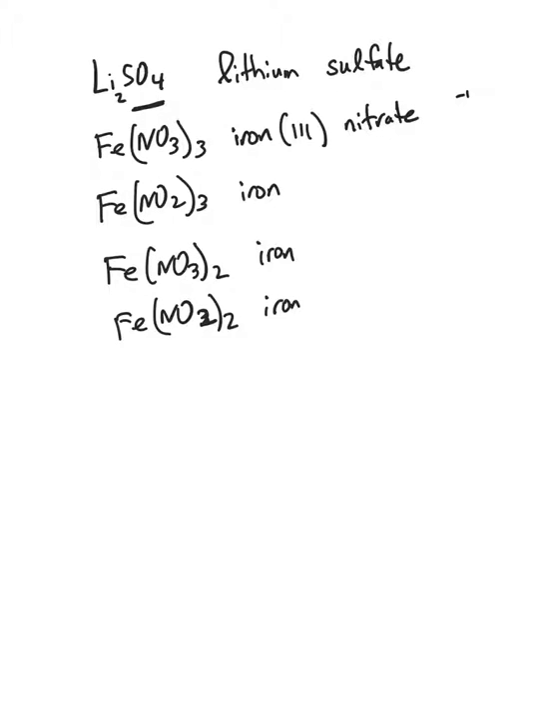Remember our stock nomenclature, in that we're going to put the charge of the metal as a Roman numeral in parentheses. The next one's not iron nitrate, but it's iron nitrite. Which one is it? Once again, nitrite, it's got a -1 charge. We've got 3 of those, so this is iron(III) nitrite.